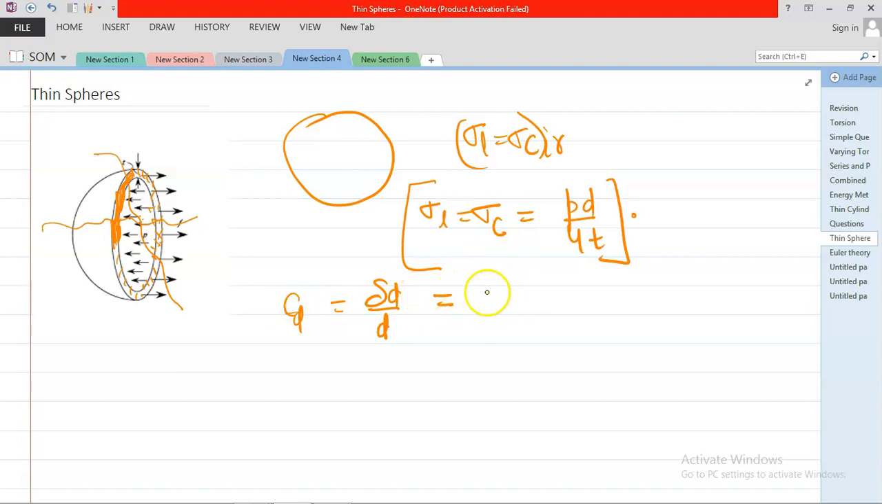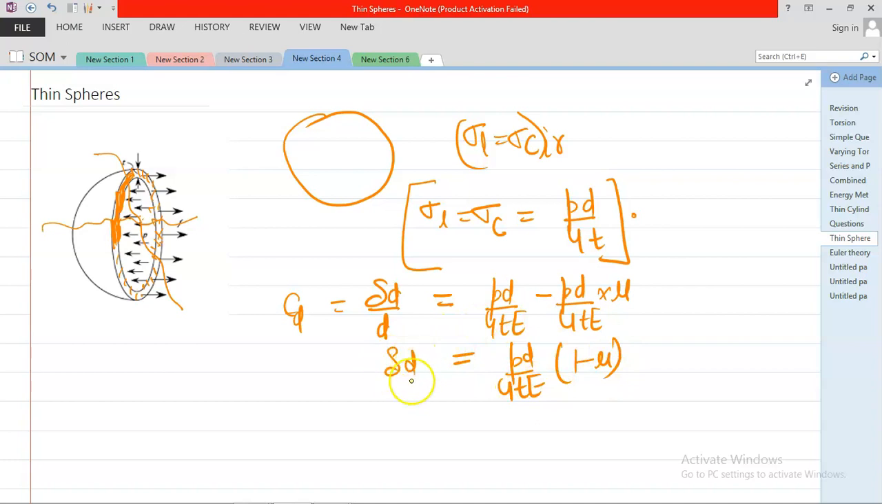This is your only equation in this. So corresponding to the change in diameter to the original diameter, that is diametrical strain, because they are the same, you can write it like this. They are both PD by 4T.